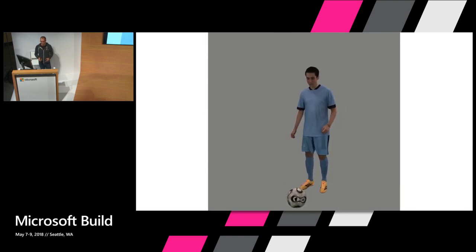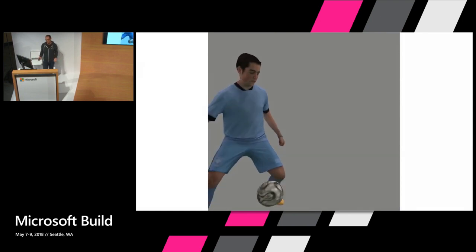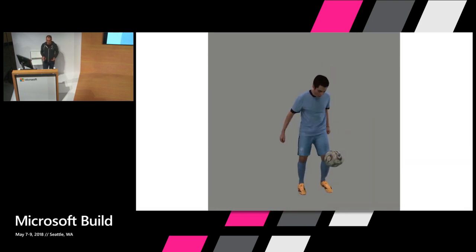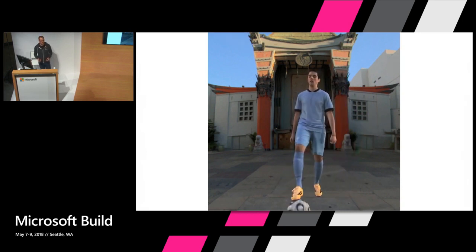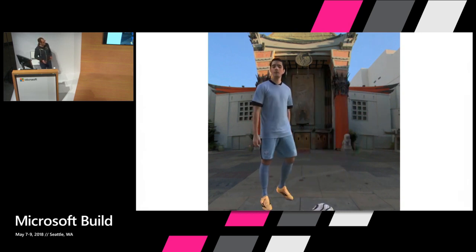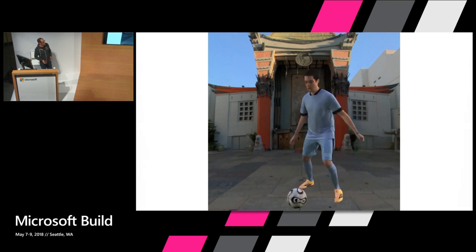Here we see our soccer player again. This is with neutral lighting that we used just when we captured him. Then, in a different environment, which includes dynamic lighting from the right side, notice the shadows cast by his arms on his torso.